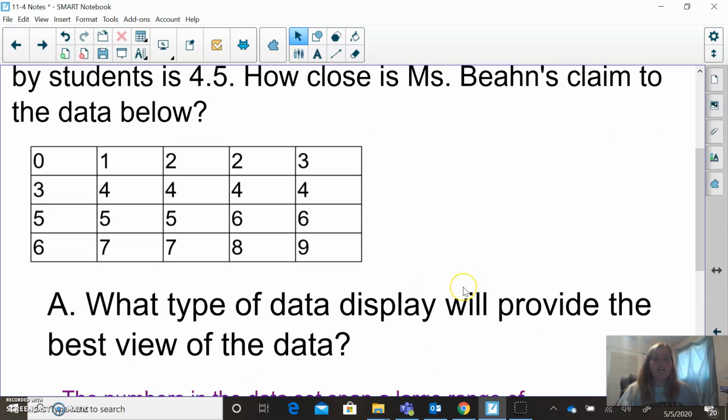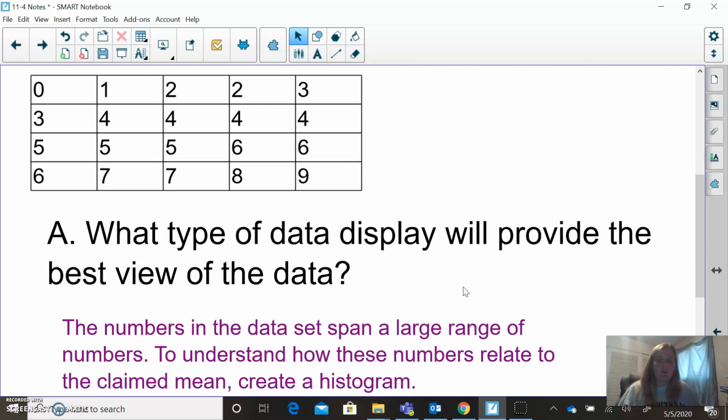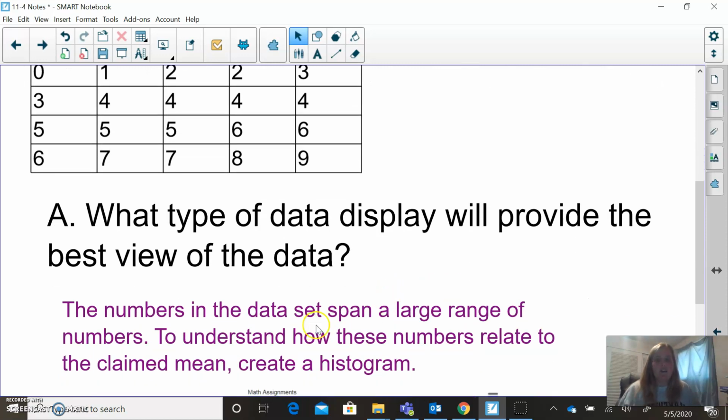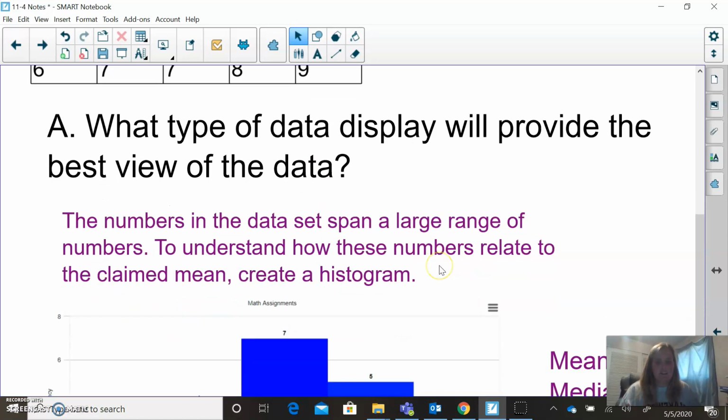What kind of data display will provide the best view of the data? What do you guys think? Do you guys like dot plots, or do you guys like histograms? Or do you guys like the box plots? So for this type of data, the numbers in the data set span a large range. So they go from 0 to 9. They're not really close together, okay? So, to understand the numbers and how they relate to the claimed mean, we need to create a histogram.